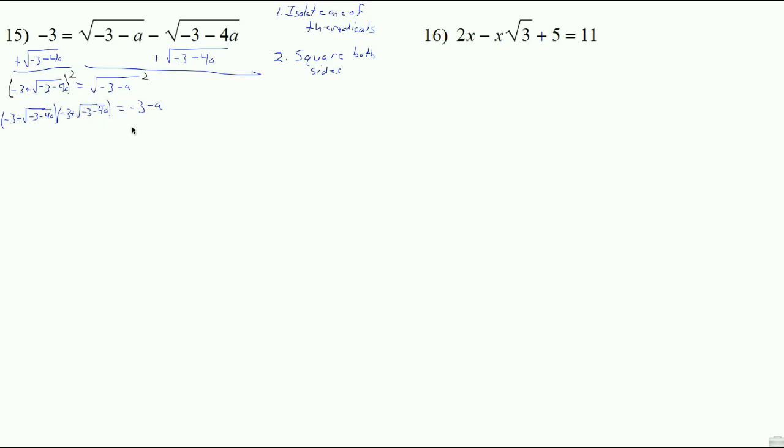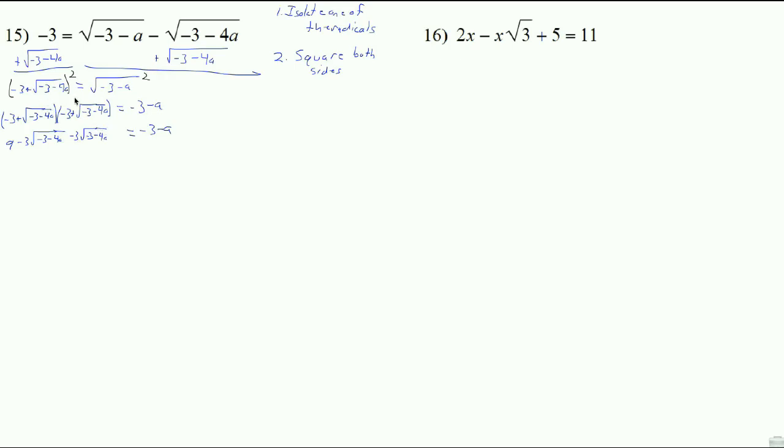And so we need to multiply that out. Right side will be -3 minus a. Left side, -3 times -3 is 9. So we're just doing FOIL here. -3 times this square root is -3 times root -3 minus 4a. Now we're to this term. We actually have another -3 times the square root of -3 minus 4a.